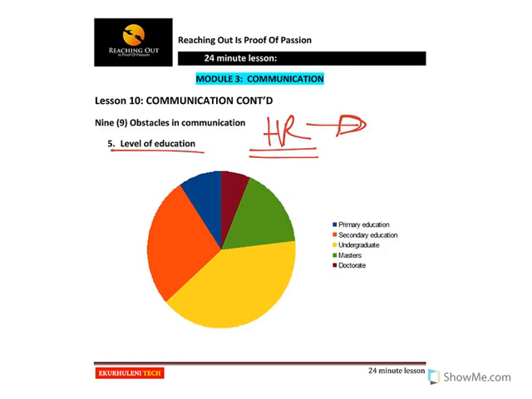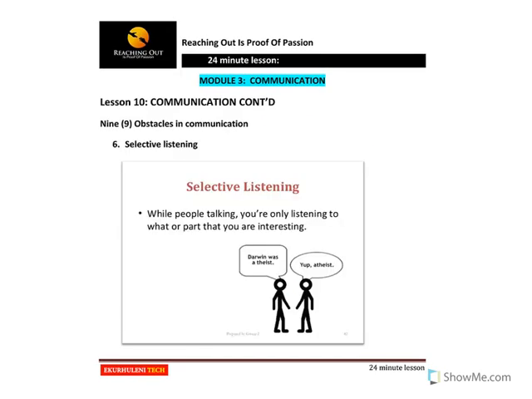In other words, here they are saying you must take your audience into consideration. So whenever you are communicating, you might discover that the level of education amongst your group can act as an obstacle in your communication. Let us move on to look at another obstacle, which is selective listening.